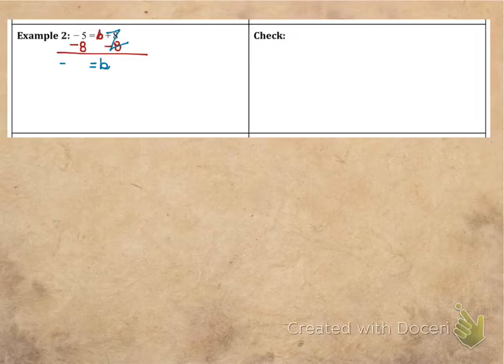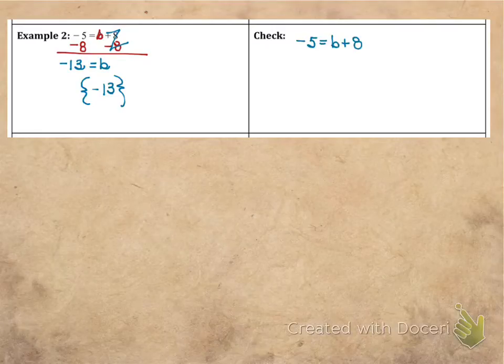That gives me negative 13. So again, in our set braces, we're going to put negative 13. The set braces tell you the set of all answers, and for this we only have one answer, and it's negative 13. Let's take a look at the check. We've got our original, our plug-in, and if you solve on both sides you should be getting negative 5 equal to negative 5, because negative 13 plus 8 gives you negative 5.